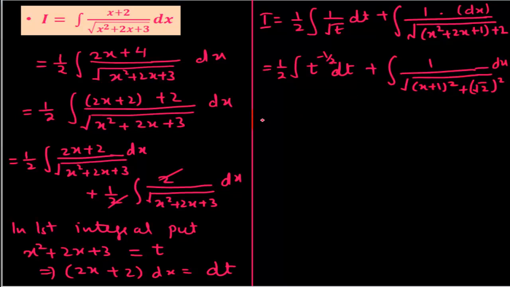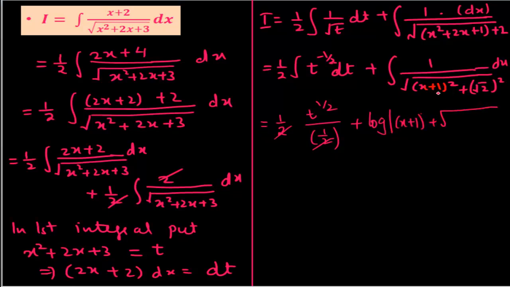We can integrate both. So integral of t to the power minus 1 by 2 comes out to be t to the power 1 by 2 divided by 1 by 2. So over here you can see 2 and 2 get cancelled out. And this is of the form integral of 1 over square root of x square plus a square. So we will be able to write it as log modulus of x plus 1 plus square root of sum of squares of these two terms. So if this be expanded, you see it will come out to be x square plus 2x plus 3 only, and the constant of integration.